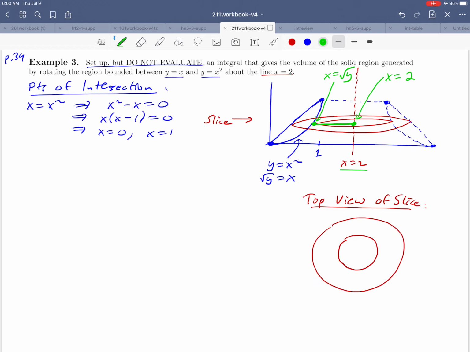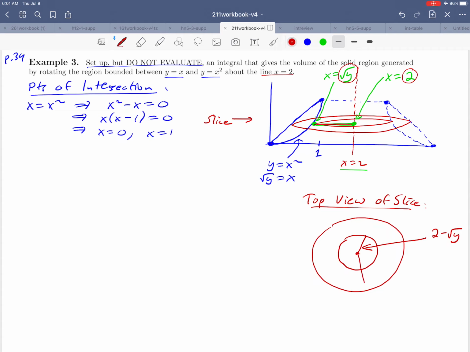All right, so how would we measure this horizontal distance then? Well, the idea would be we would just subtract these two x coordinates. So we're going to take 2, because it's on the right, and subtract the square root of y, and that's going to measure this horizontal distance. So I'm going to go down to the picture here, and I'm going to fill in that inner radius with 2 minus the square root of y. That's how long that has to be.